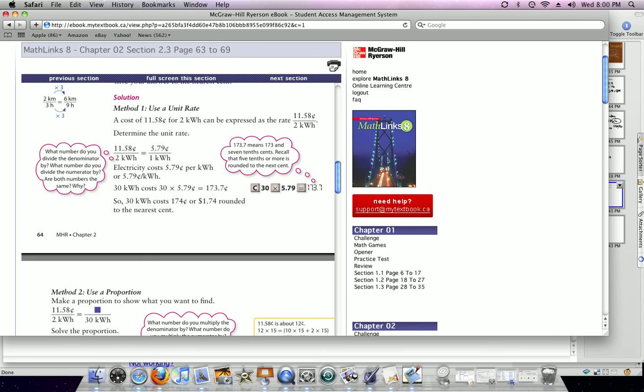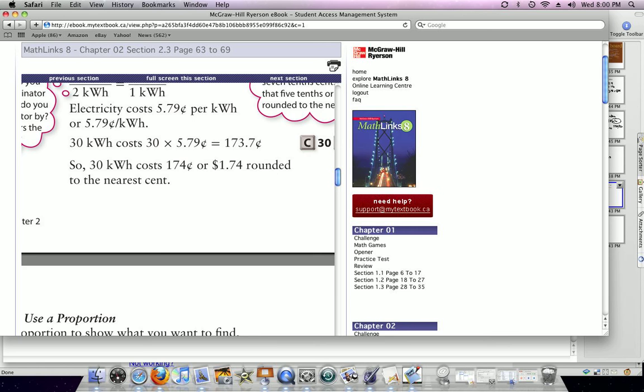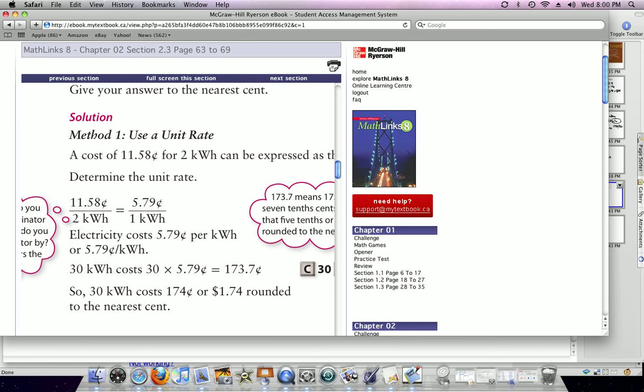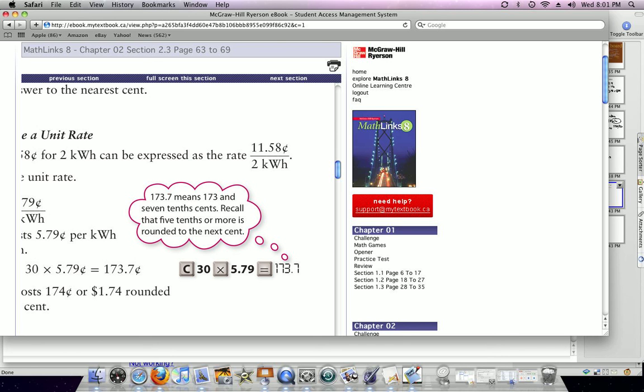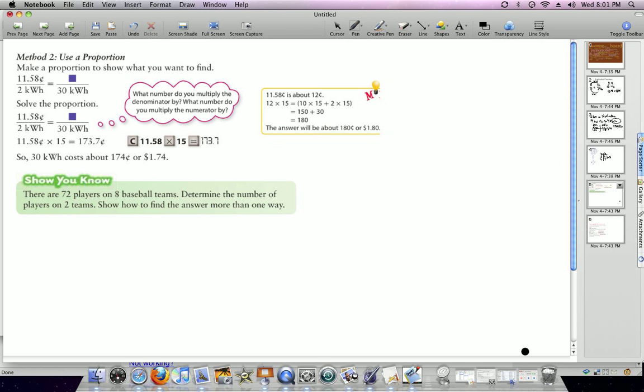And it was talking about the cost of, make this nice and big for you, the cost of $11.58 for 2 kilowatts can be expressed as a rate of $11.58 for 2 kilowatt hours. We're just talking about what? Power. So what we're going to do is write it as a proportion. Now they've got it in a fraction. I'm going to put it in a ratio table for you because they both work. And look what they do.